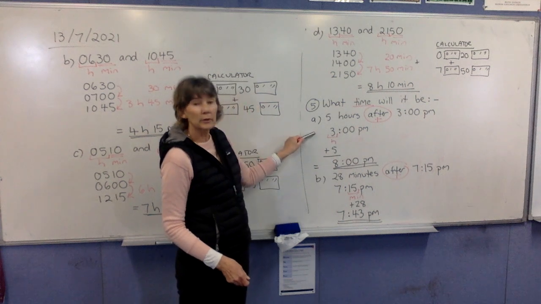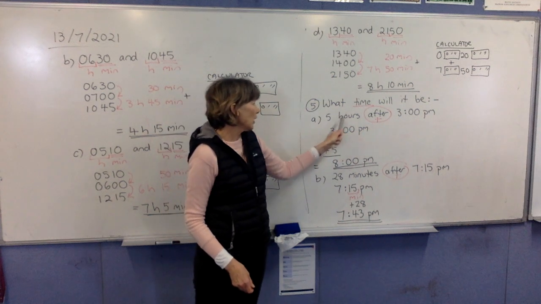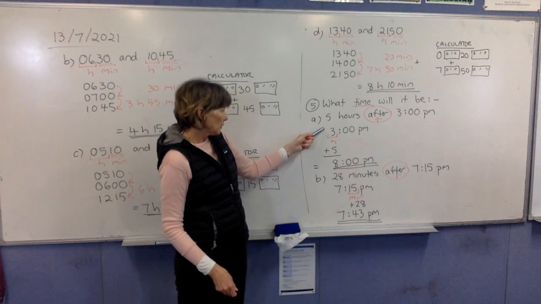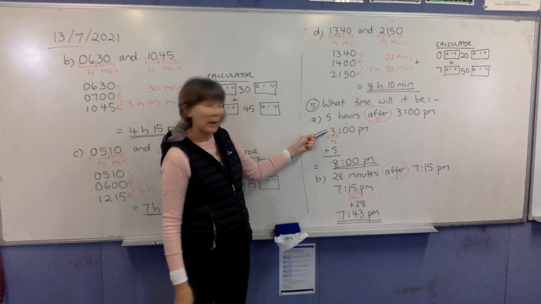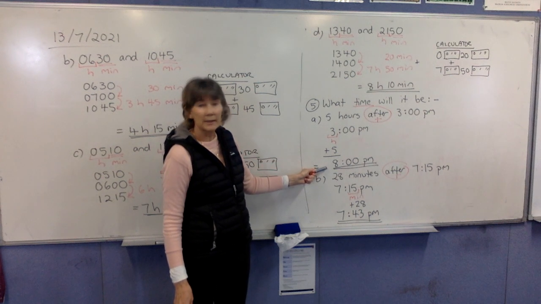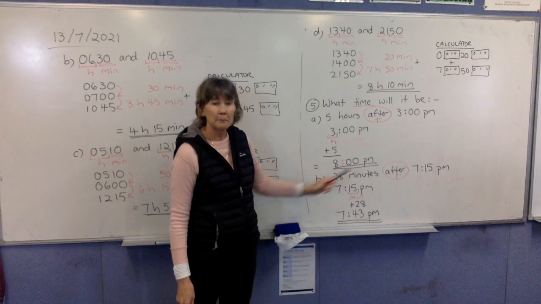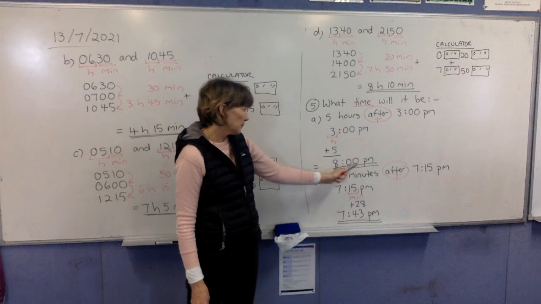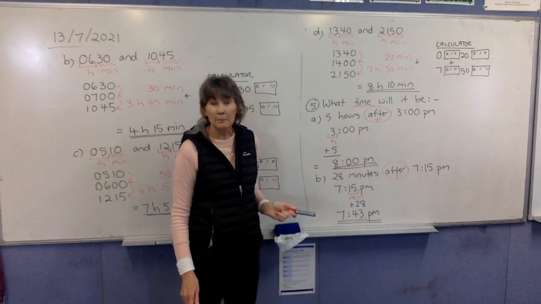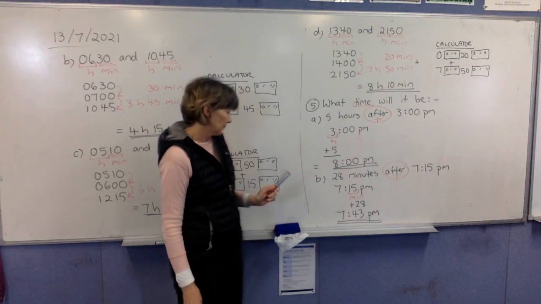So we're going to start with the 3 p.m. and we're going to add 5 hours. So the 3 at the beginning there is our hours. If we add 5 to that, we get to 8. And just keep that as it is. So it's 8 p.m. Make sure you remember to put the PM on the end for this because sometimes you'll lose marks if you don't.